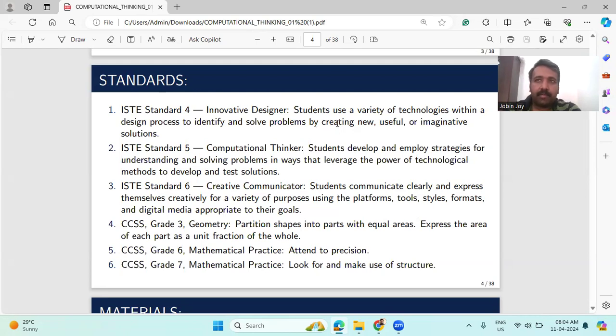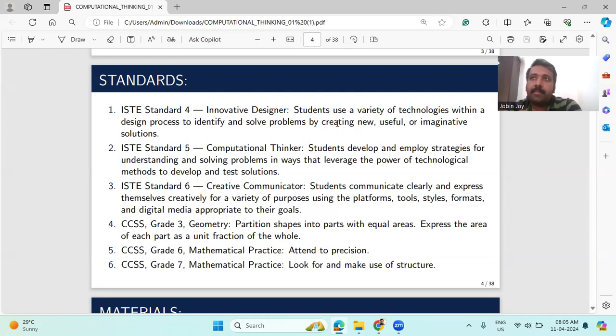The first one is innovative designer. So innovative designer means they are using latest digital tools to create, to understand the problem, identify the problem, and solve the problem by using new, useful, imaginative solutions. They are using variety of technologies within the design process. Then computational thinker, ISTE standard 5.